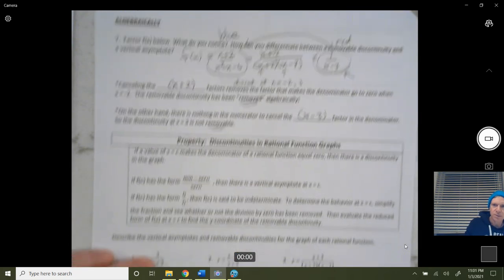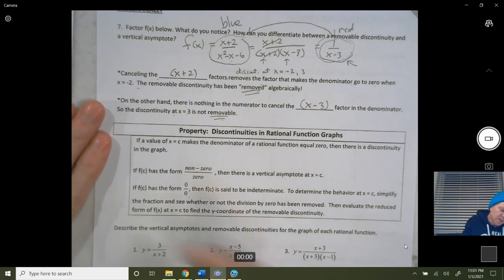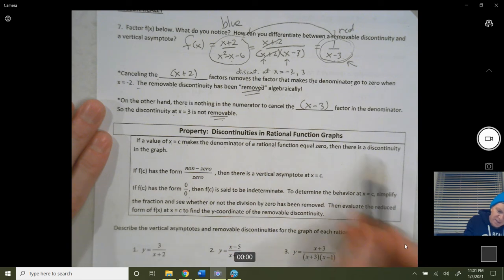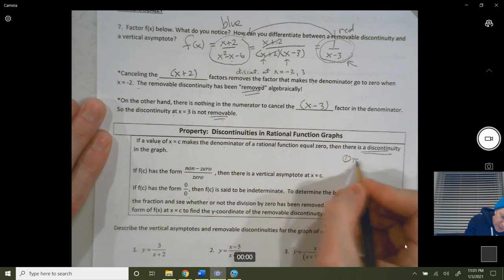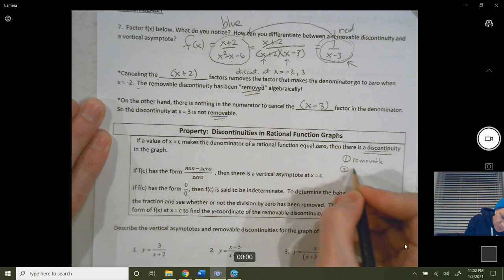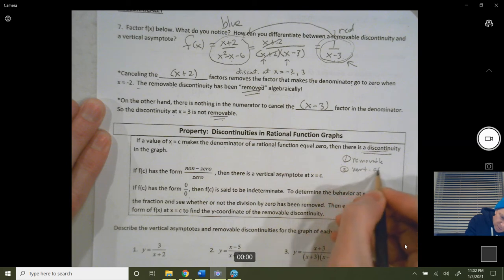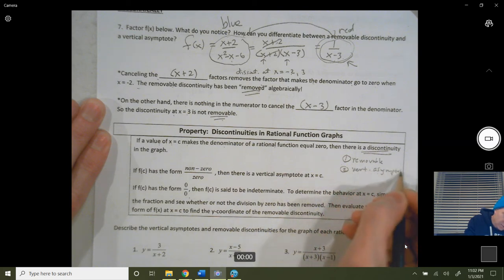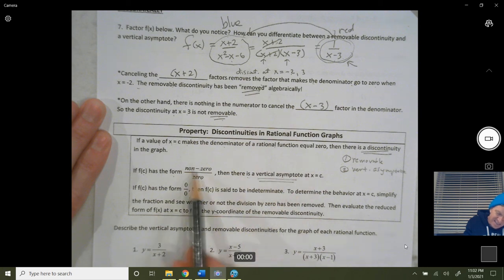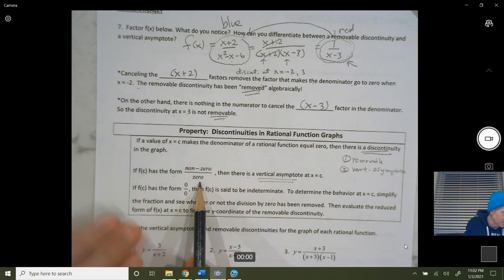Okay, so let's look at this summary of what we just learned. If a value of x equals c makes the denominator of a rational function equal to 0, then there is a discontinuity. It could be one of two types: a removable discontinuity, or something that causes a vertical asymptote. And how do you know the difference? If f of c has the form a non-zero over a 0, then there's a vertical asymptote. A non-zero over 0 gives you something that's infinitely large, which we just looked at on the first page.